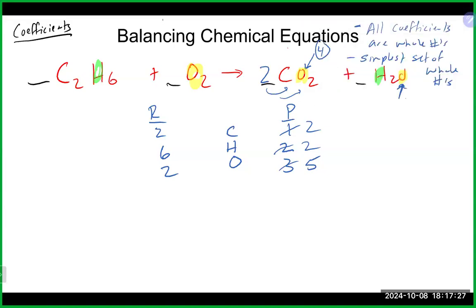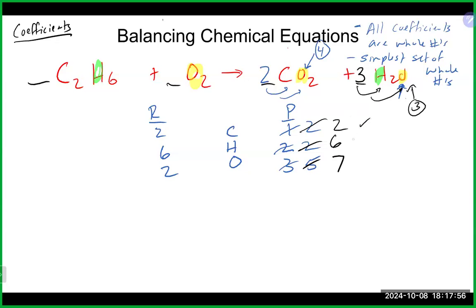So I got 6 on the left, 2 on the right. That means I do need to put a 3 in front of the water, which once again will go for everybody behind it. That's going to give me still 2 carbons. 3 times 2 is 6 hydrogens. Now in terms of oxygen, I still have 4 on the first one, but now I have 3 more here on the last guy, which gives me 7 at this point. Any questions on that so far?